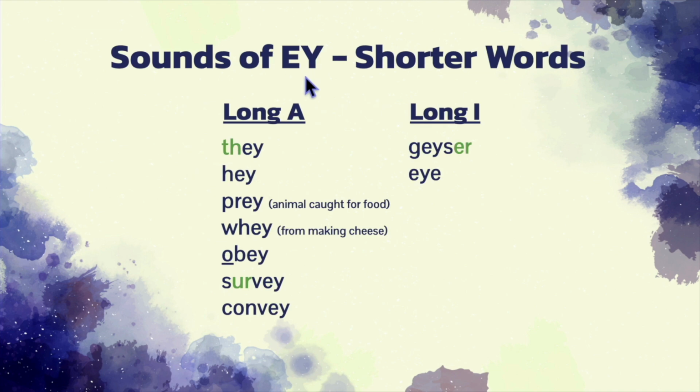If we have EY at the end of a shorter word, try the long A sound, like in the word they, hay, prey. This word prey means an animal caught for food. Whey, note the silent H again. Whey is an ingredient left over from making cheese. Obey, UR says er, so we have survey and convey. In these two words, the EY will have a long I sound, geyser and eye. A geyser is a hole in the ground that water shoots up from.